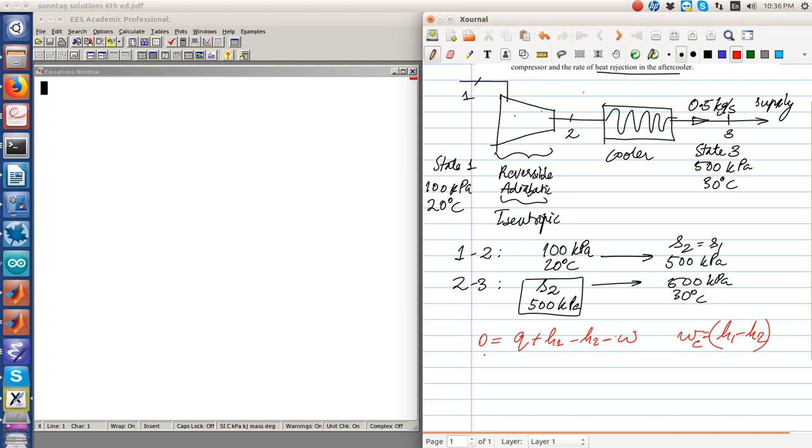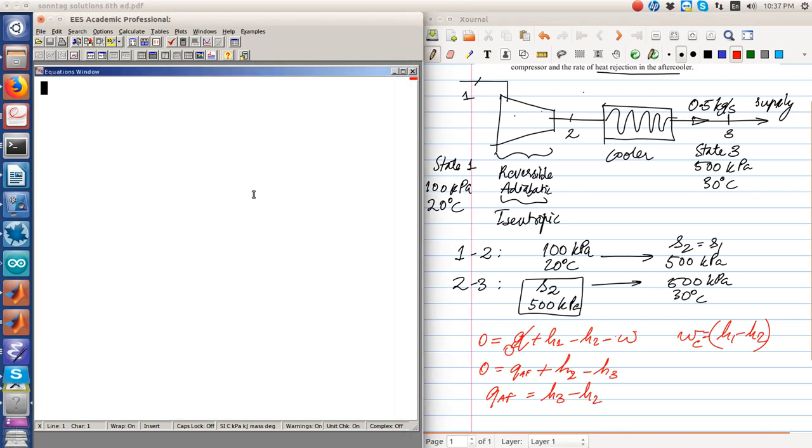Okay, the heat rejection in the aftercooler, so 0 equals Q aftercooler plus H2 minus H3. There is no work done in the aftercooler. Therefore, Q aftercooler is equal to H3 minus H2. That's it. Let's see what do we obtain.